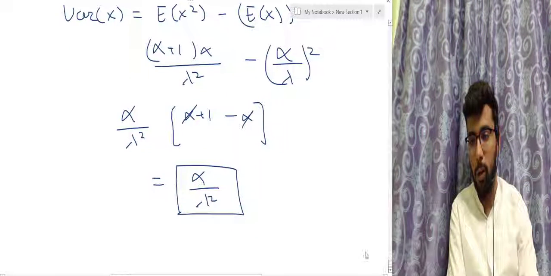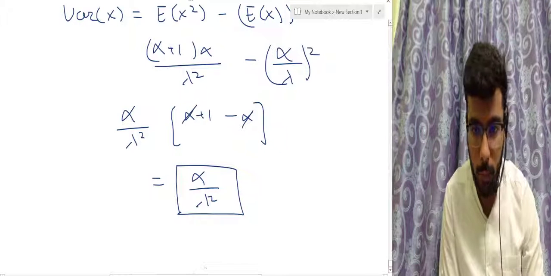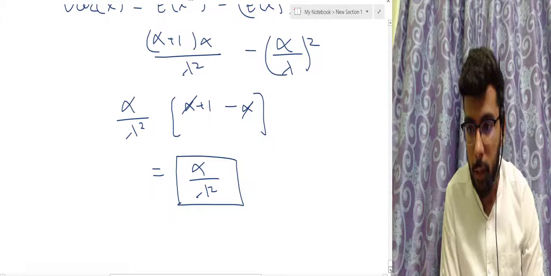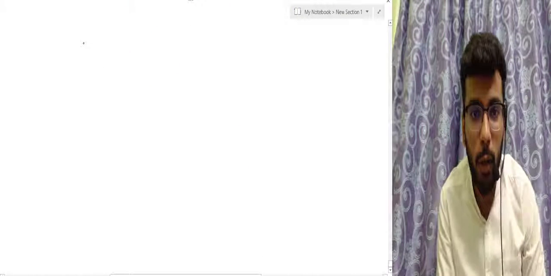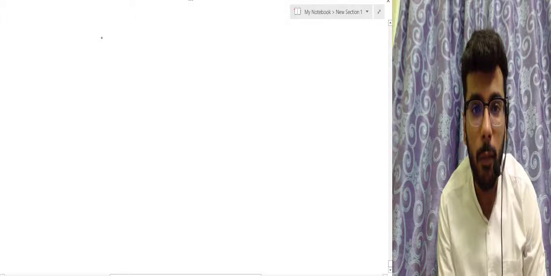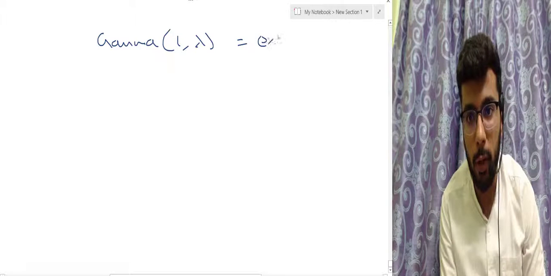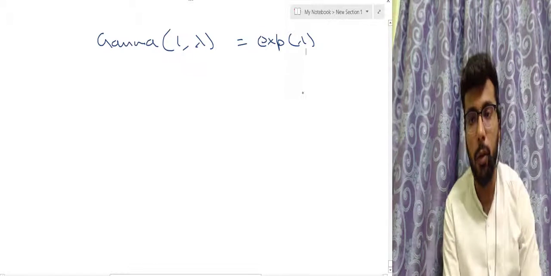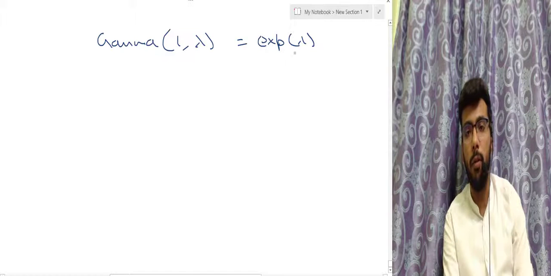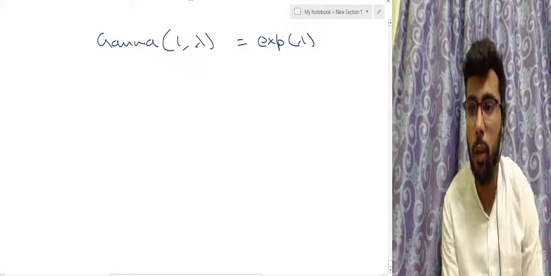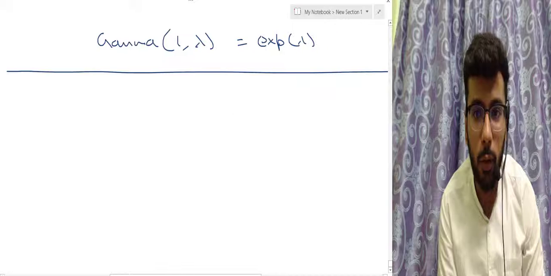Now let's move on to the probabilities of the gamma distribution. Also remember one connection between the gamma distribution and the exponential distribution. Gamma 1 comma lambda distribution is equal to an exponential lambda distribution, because gamma alpha is a sum of alpha exponential distributions. So if you take just one exponential distribution, that will be gamma 1 comma lambda distribution. This is one thing that you should remember.